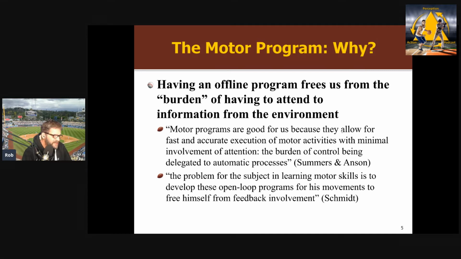As Schmidt says, the subject of learning motor skills is to develop open loop programs to free ourselves from feedback. So somehow processing information, picking up information from our environment, is burdensome, right? That's a common idea that has persisted in motor learning and motor control. So those are the whys, why we want to have this stored plan or program for generating movements in memory. Is that the motivation?